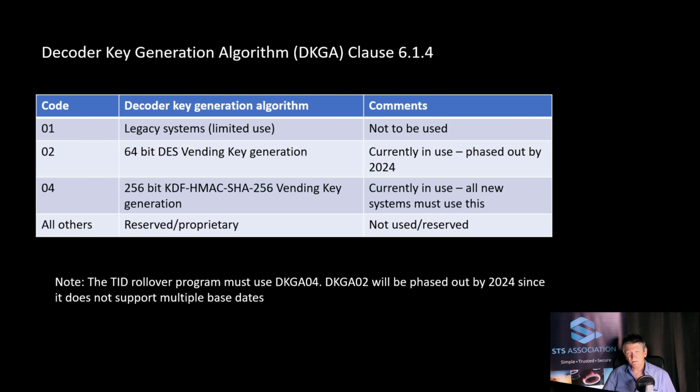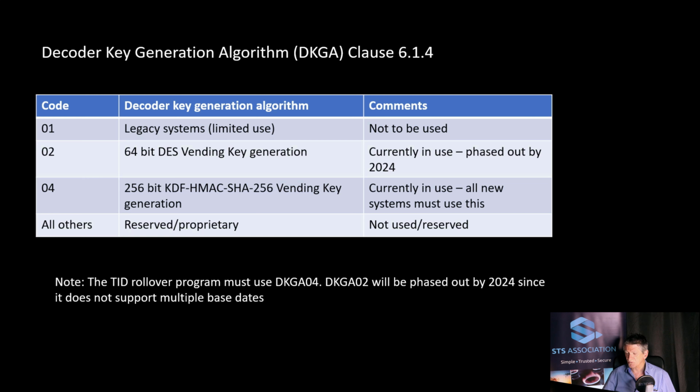DKGA02, which is the current system for over 70 million meters. It's a 64-bit DES vending key generation, and it's currently in use, but it will be phased out by 2024. All new designs should be using the next one, which is DKG-A04. That's a 256-bit KDF vending key generation algorithm.